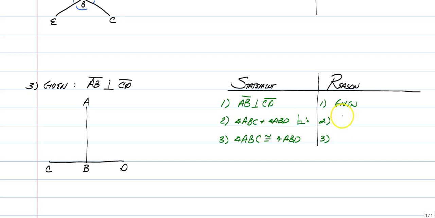And your reason would be perpendicular lines create right angles. That's your reason. And then you can say that angle ABC is congruent to angle ABD because all right angles are congruent. And the reason why is all right angles are 90 degrees. All acute angles aren't the same, all obtuse angles aren't the same, but all right angles will always be 90 degrees. So once you know that two angles are right angles, you can mark it on the picture and you can call them congruent.